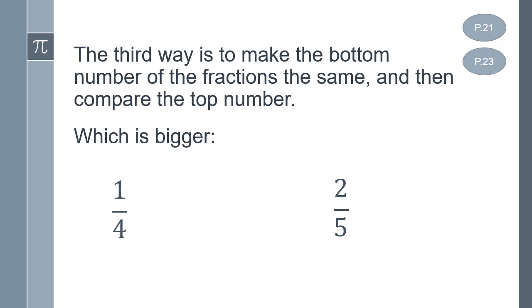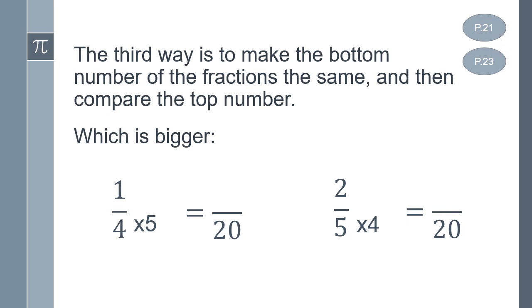Well, what we're going to do is make the bottom number of the fractions the same. And the easiest way to do that is to multiply the bottom number of each fraction by the bottom number of the other fraction. So in this case, we're going to look at the quarter, and we're going to multiply that 4 by the bottom number of the other fraction. So we're going to do 4 times 5. And then on the 2/5, we're going to multiply the 5 by the bottom number of the other fraction, which is 4. So we're going to do 5 times 4. So in each case, that gives us something over 20.